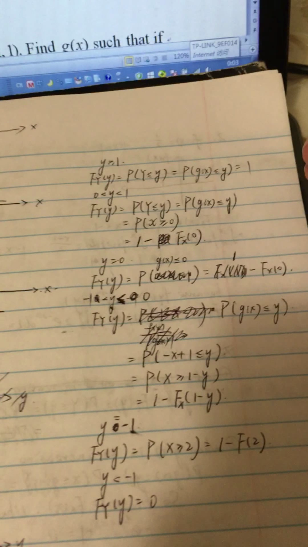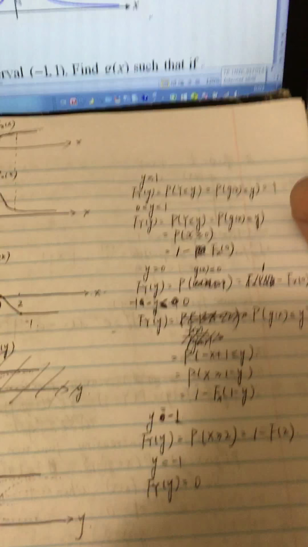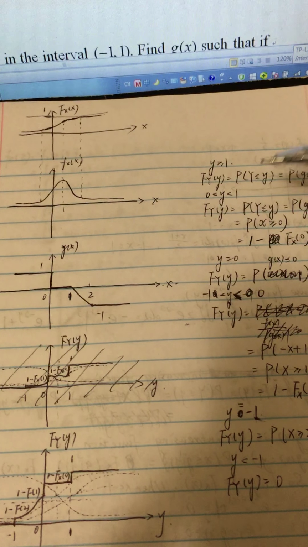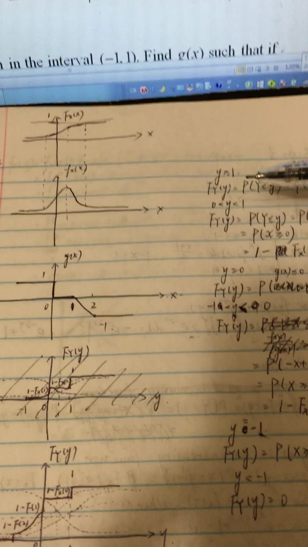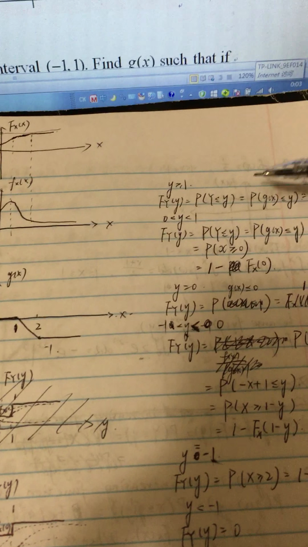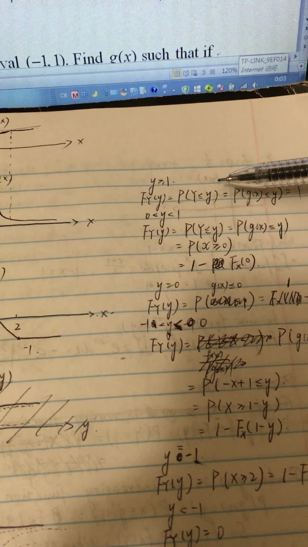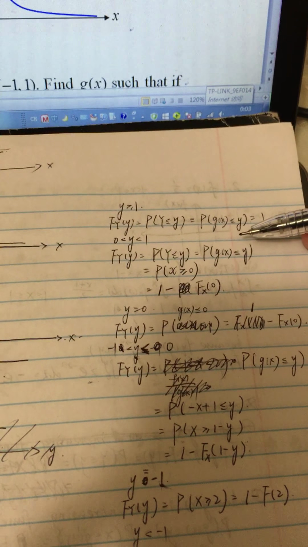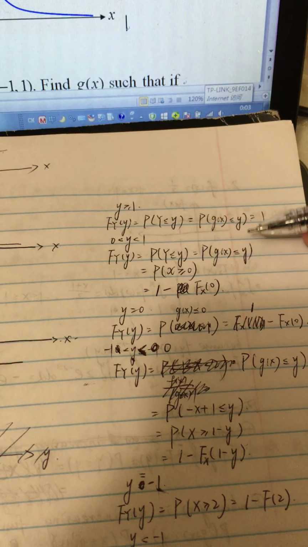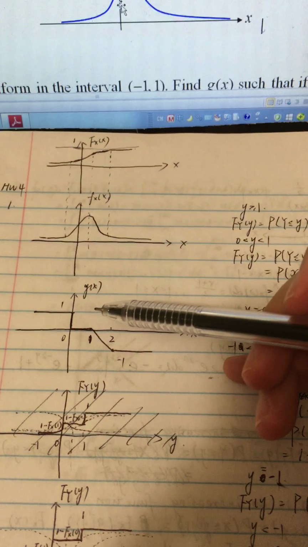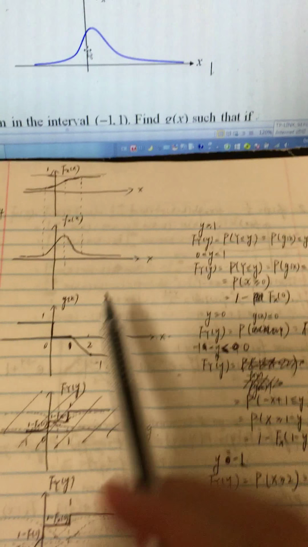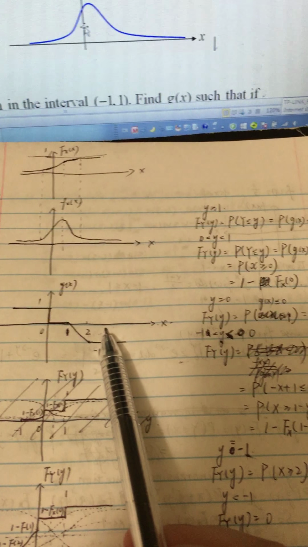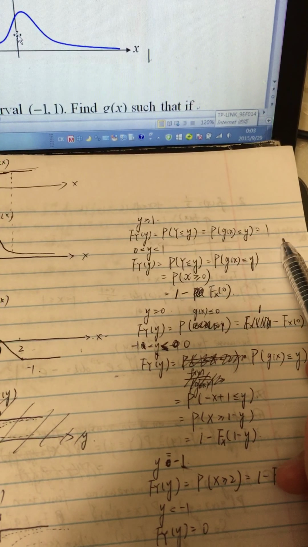Now, first let's draw the capital Fy. When y is greater than or equal to 1, capital Fy is equal to the probability of Y smaller than or equal to y, which means gx is smaller than or equal to y. We look at the diagram here. gx is smaller than y, and y is greater than 1, which means it includes all the values of x, so the value here is 1.